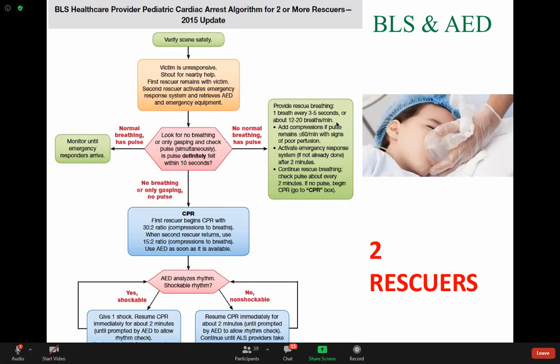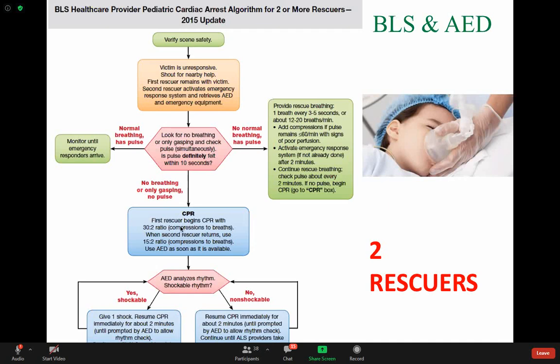Do you guys remember how frequently you give breaths to an adult unconscious patient in cardiac arrest? Do you remember how many seconds? 5 to 6 seconds, excellent. So for adults, it's going to be 5 to 6 seconds. Here in pediatrics, they need more oxygen, they need more breaths. So you're going to give them more frequent breaths if they are not breathing and they have a pulse.